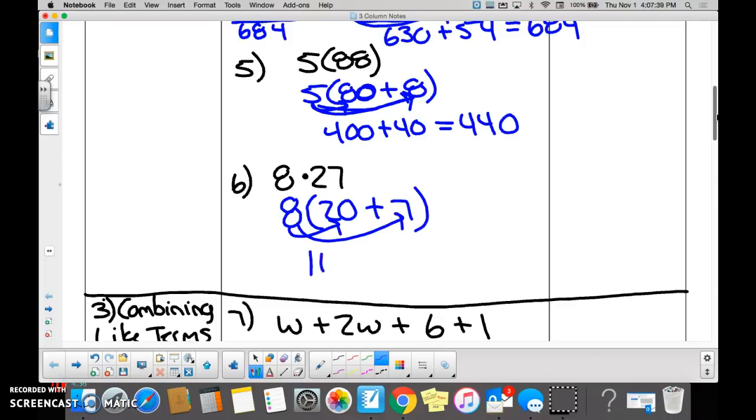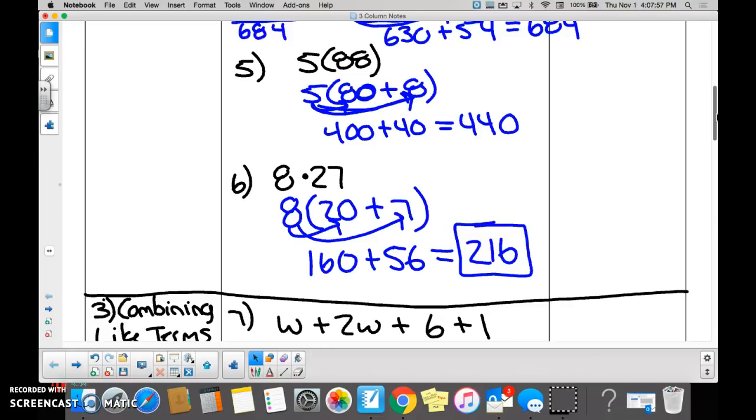8 times 20 is 160, because we know that 8 times 2 is 16 when we add that last 0. 8 times 7 is 56. And then in my head, I'm thinking 160 plus 40 gets me to 200. I still have to add another 16 to make my 56. I've got 216 as my final answer.